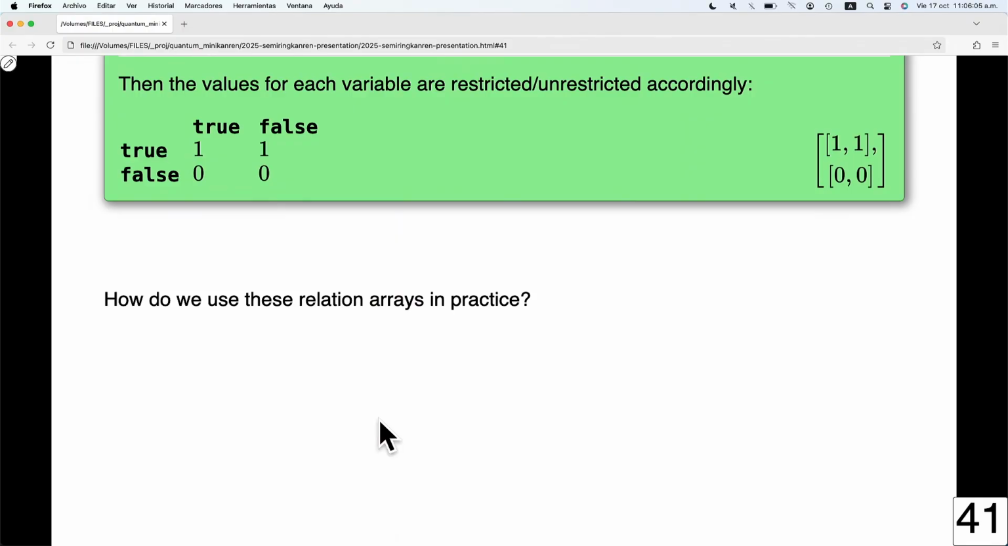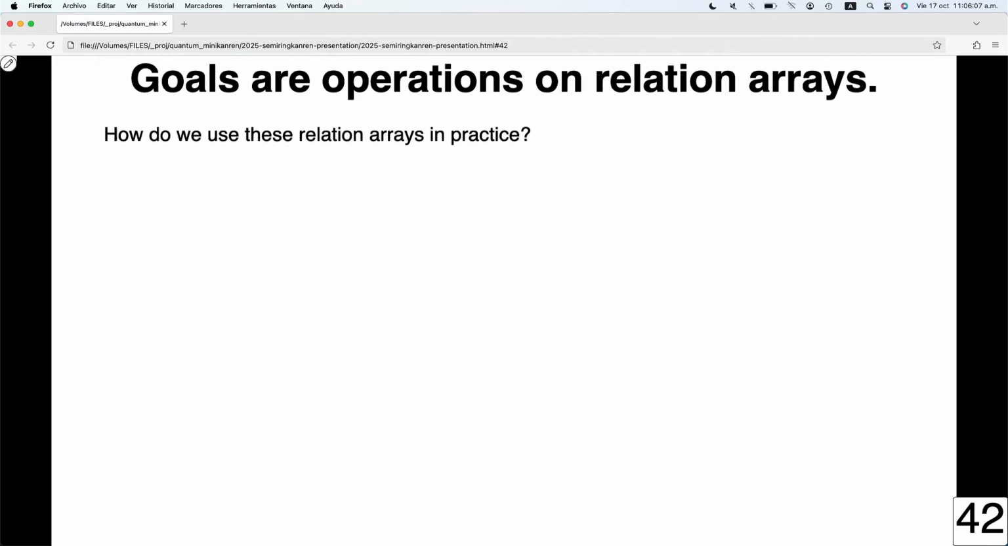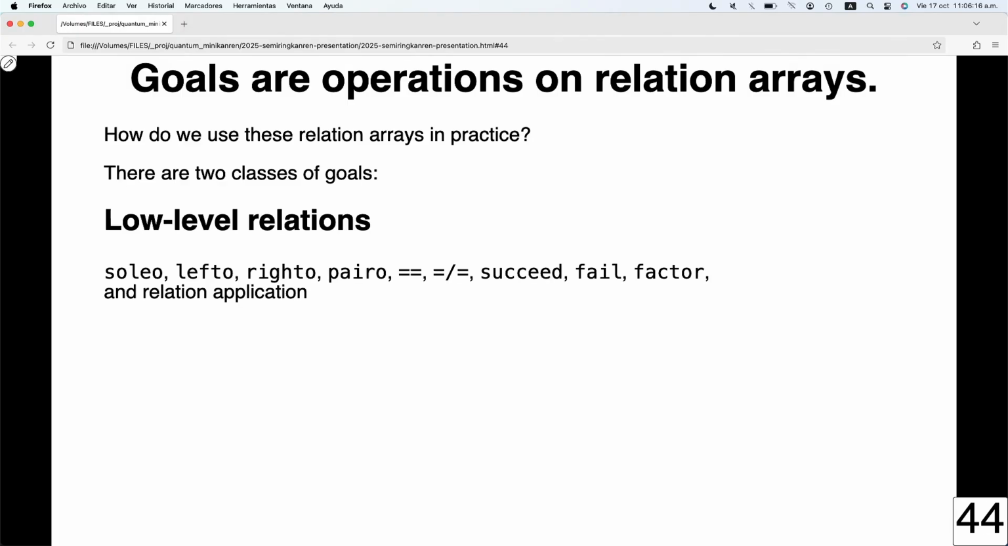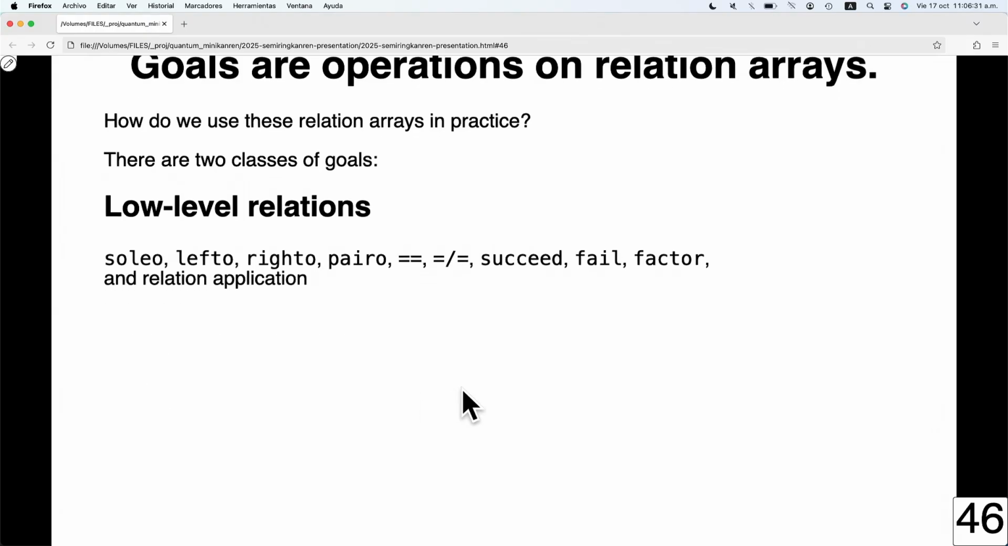All right, so how do we use these relation arrays in practice? As mentioned, goals are operations on these relation arrays. So there are essentially two classes of goals to worry about. There's low-level relations. Like I mentioned, the constructors for the types we have, equality, disequality, which is pretty nice, succeed, fail, factor, and then applying relations, and then goal combinators, which are conjunction, disjunction, and fresh.